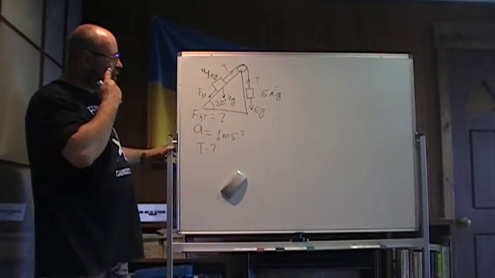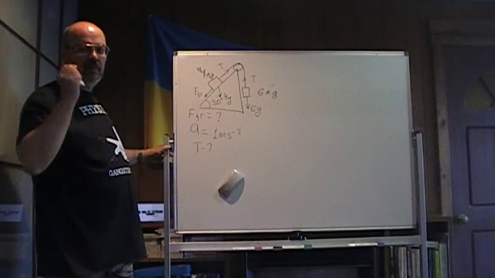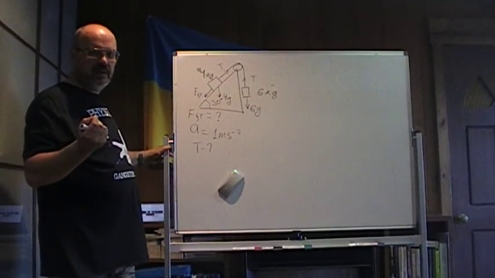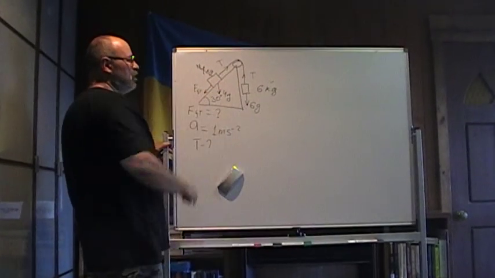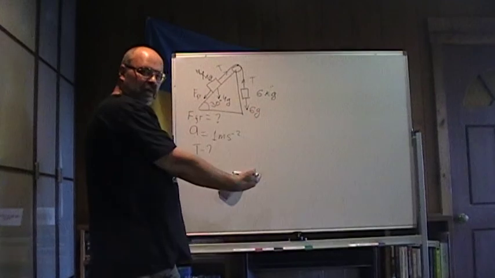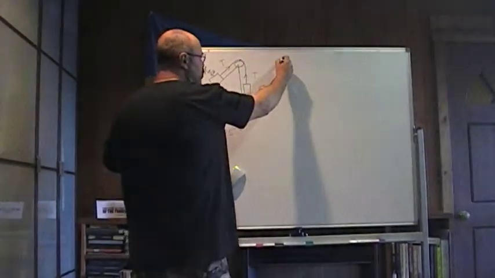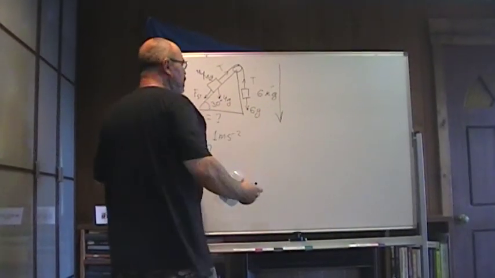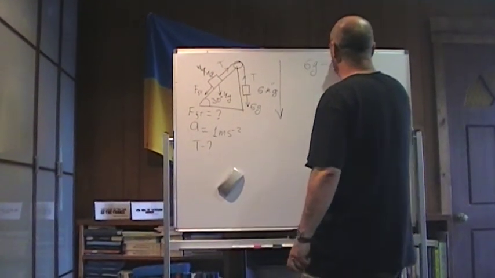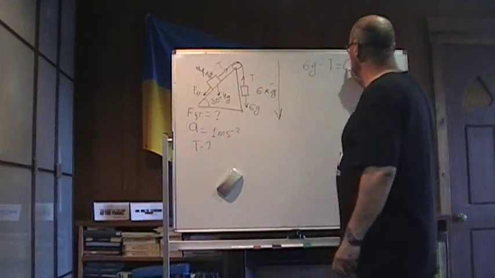When we're dealing with connected particles, we write down Newton's second law separately for each object. So let's write Newton's second law for the 6 kilogram mass. Because it will clearly be accelerating down, let's choose the axis down. And the equation will be 6g minus tension equals 6a.